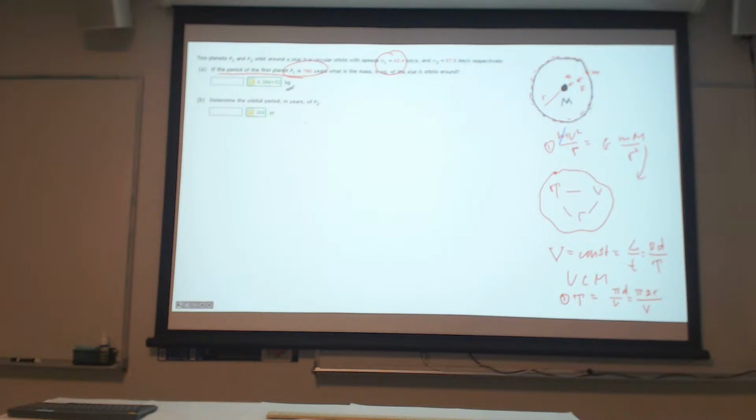Now you can start thinking, how can you use them? Well, you can cancel mass here. You can cancel radius here. So you've got v squared equals the constant central mass divided by radius. On the other hand, period is equal to 2 pi r divided by speed. So we have to do something about this to get the mass.